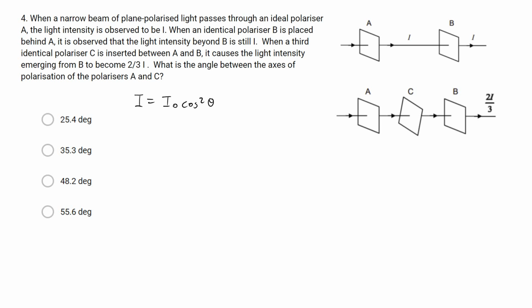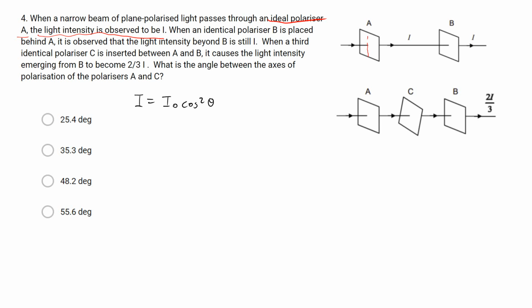In this question, we can identify two main situations. In the first situation, we have two polarizers A and B. We are first informed by the question that as light passes through the polarizer A, the light intensity is observed to be I. To better understand what is happening here, let's first assume an axis of polarization for A. Let's assume that it is vertical.